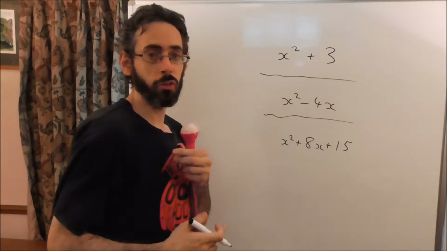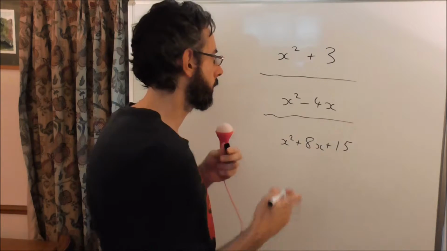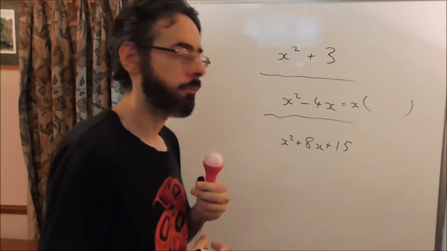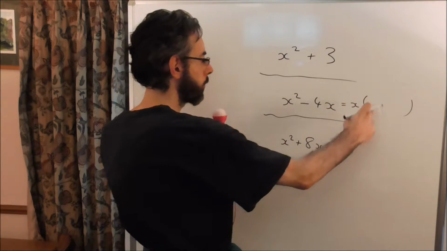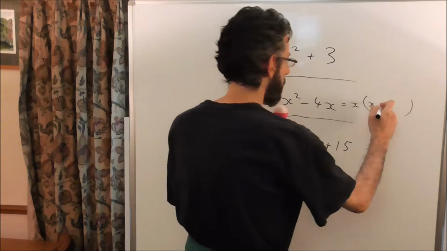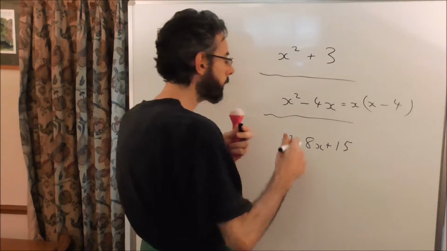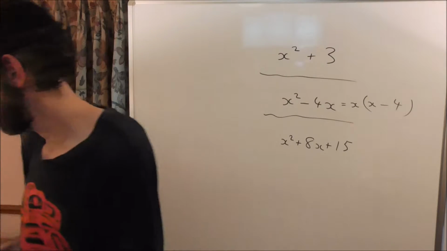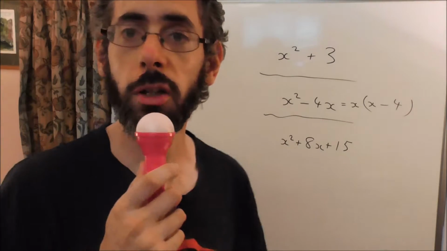So x is a common factor of both terms, so we can take that outside a bracket. What needs to go inside the bracket though? Well, to get x squared you would need x times x, and to get minus 4x you would need x times minus 4. So this is how it factorises. X is a factor. Right, what about x squared plus 8x plus 15?